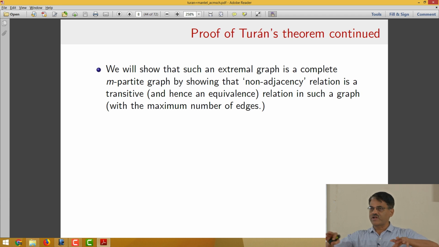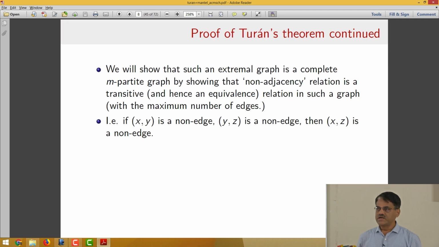So you can break your entire vertex set into equivalence classes, and each equivalence class is an independent set, and there is an edge between everything else, because if you have a non-adjacency between two parts, you can pull them out. Equivalence classes means that all of these guys behave the same way. So they are independent and they are complete edges across. So all we will show is that in such an extremal graph, this non-adjacency relation is a transitive relation.